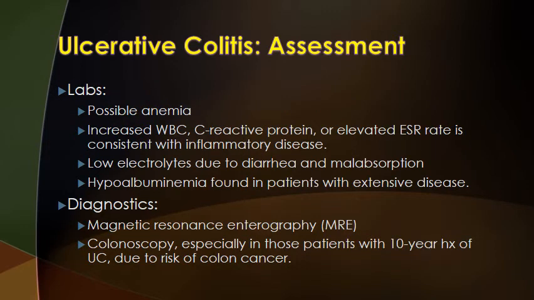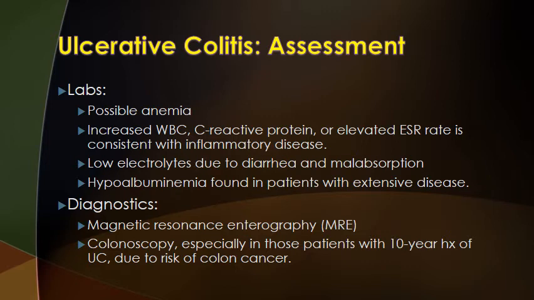What labs need to be checked? Okay, first of all, of course, the CBC. They may have anemia, so we want to check that hemoglobin level, right? Let's look at those WBCs. Let's look at the C-reactive protein and then the SED rate. If those are elevated, that may indicate inflammatory disease is happening. Low electrolytes may happen due to the diarrhea and the malabsorption.